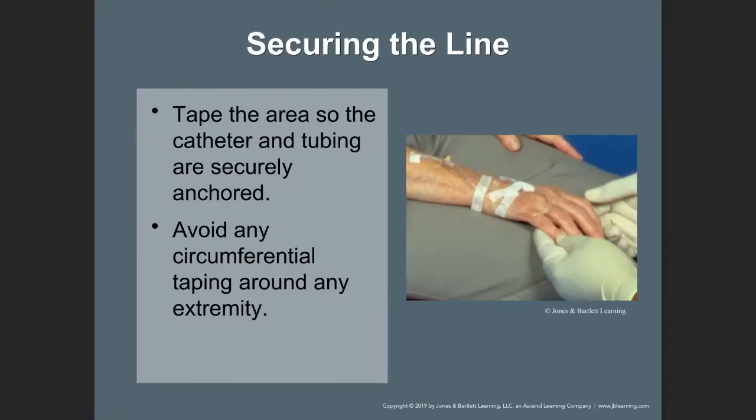Securing the line. Tape the area so the catheter and tubing are securely anchored. Avoid any circumferential taping around any extremity.